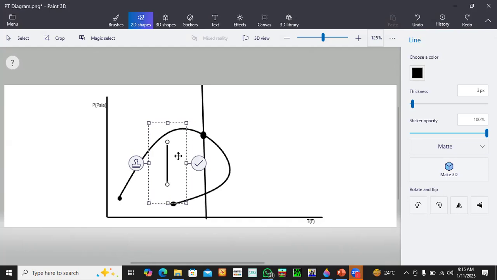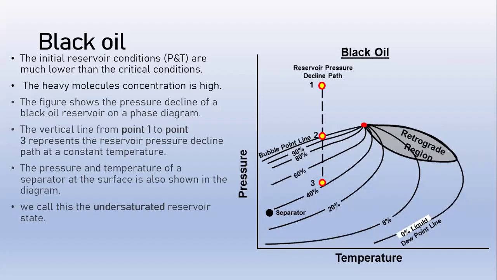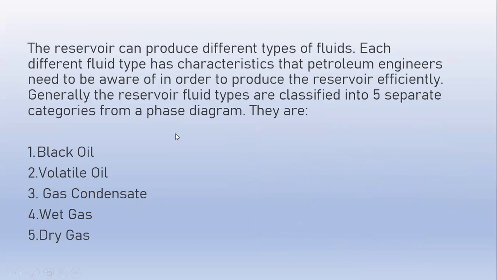And I believe you guys have read all this in the previous assignment that I gave you. Because of time, doing the graphical illustrations might take a lot of time, so let me speed up and go back to the slides. So the reservoirs can produce different types of fluids, such as black oil, volatile oil, gas condensate, wet gas, and dry gas.